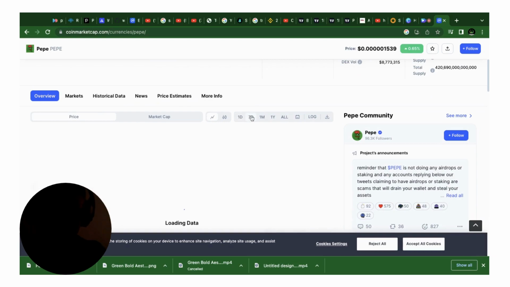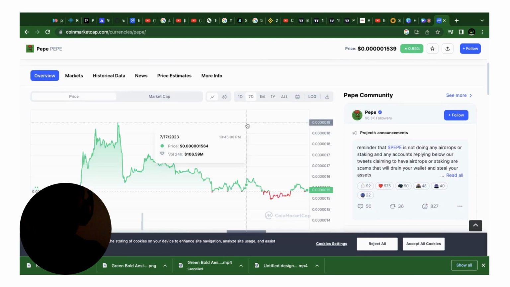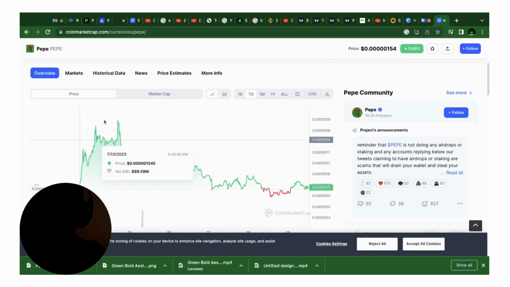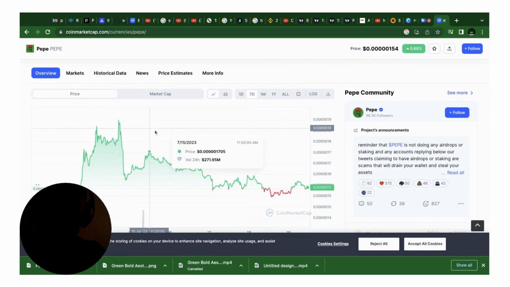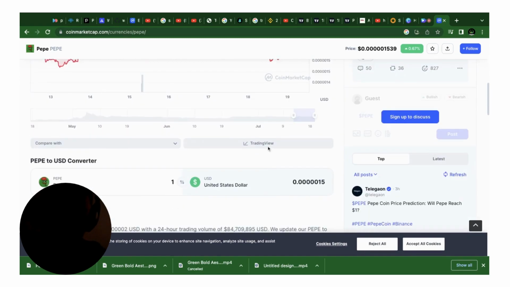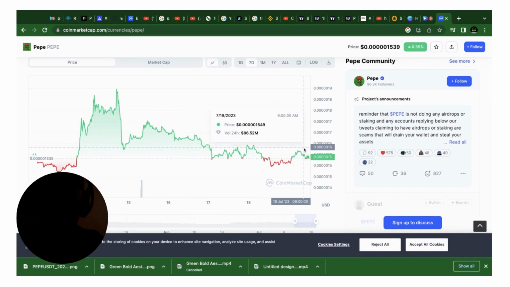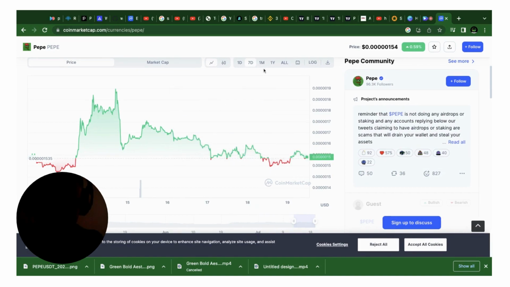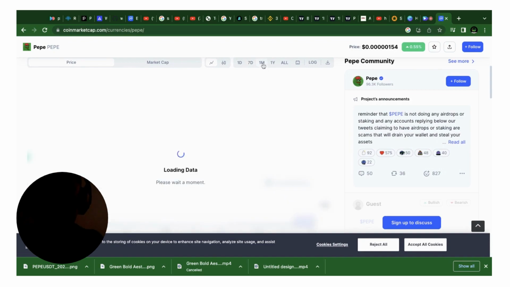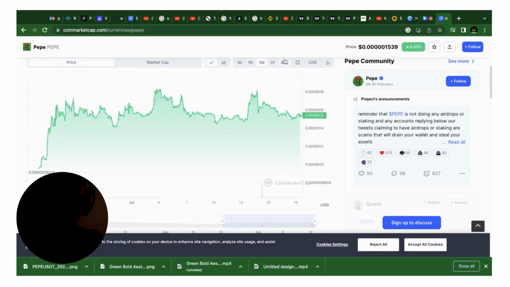Let's take it to 7 days and see what the market is showing us. As you can see, this is the last 7 days. In the last 7 days, this coin has gone down by over 50%, as you can see from the chart. Let's say you want to look at it over the last 1 month. You can just click here, so here you can select the time frame you want to look at.